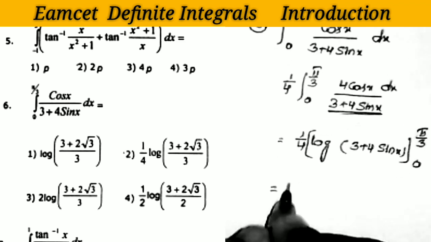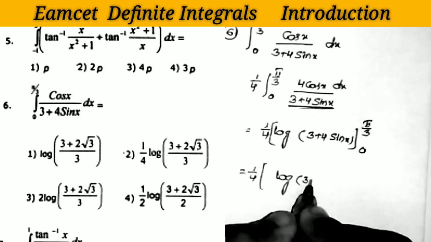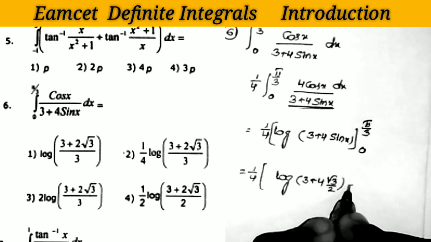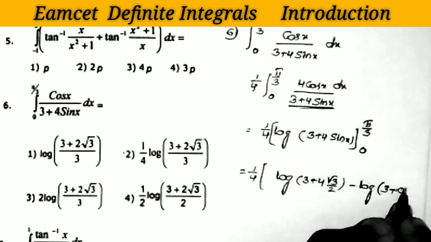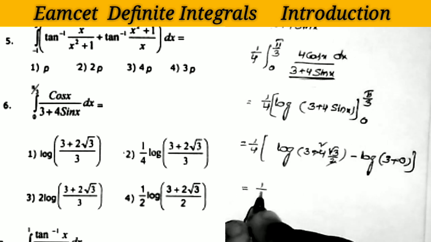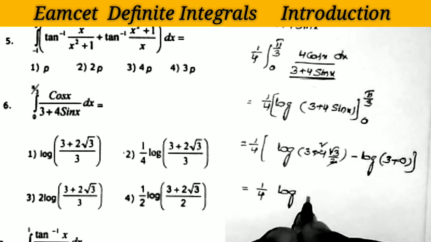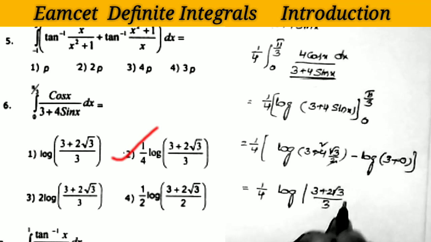Now replacing the limit values, that is 1 by 4 into, first replacing the upper limit, log of (3 plus 4 sin 60, which is root 3 by 2) minus log of (3 plus 4 sin 0, and sin 0 is equal to 0). Now see here this is in the form of log a minus log b, that is equal to log of a by b. So the answer is equal to 1 by 4 into log of (3 plus 2 root 3) by 3. Okay, and that is the second option.